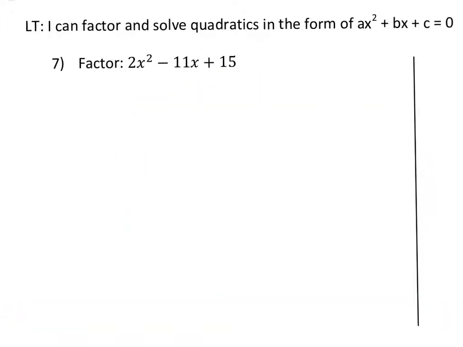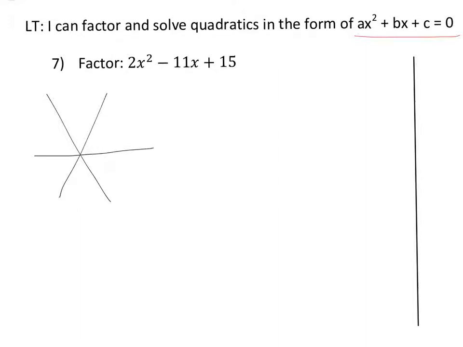The next learning target is I can factor and solve quadratics in the form of ax squared plus bx plus c equals 0. So if I see ax squared, that should give me a hint that a perhaps here would not be 1, it would be something other than 1. So that should remind you to use the snowflake method. And let's take a look at number 7. So number 7 says factor 2x squared minus 11x plus 15. So I can leave my answer in factored form. So I'm going to go ahead and draw in my snowflake.